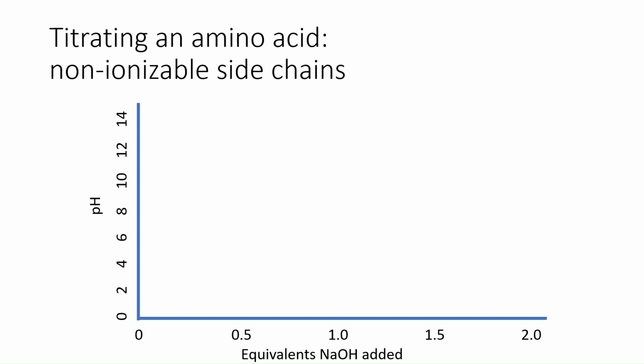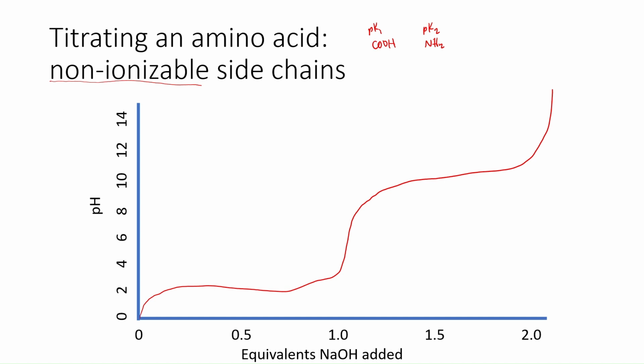So first, let's look at a general titration curve for an amino acid that has a non-ionizable side chain. So this means we're going to have just two pKa's, the pK for the carboxyl group and the pK for the amino group. So our curve will look something a little bit like this.